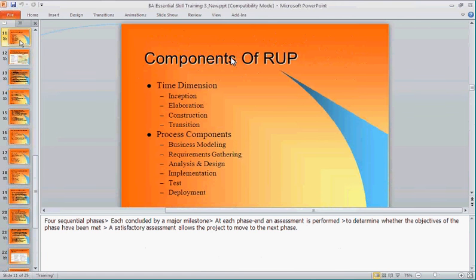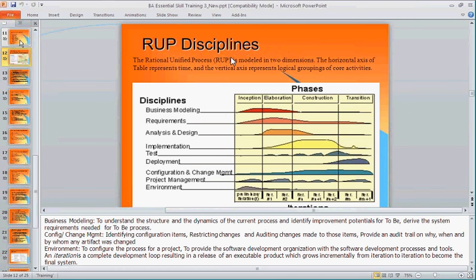When we talked about the process components, we only had these until deployment. When we came to this model, we found 3 additional. And I mentioned why we have 3 additional. Okay?